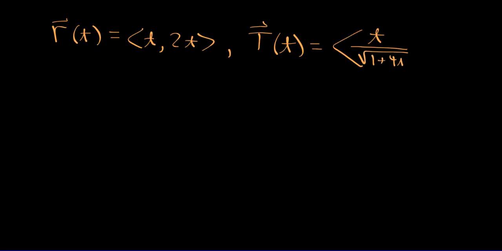We said that the unit tangent vector was t over the square root of 1 plus 4t squared. Now this was t squared here, wasn't it? Sorry about that. This was 1. Messing up here. 1, and this was 2t.